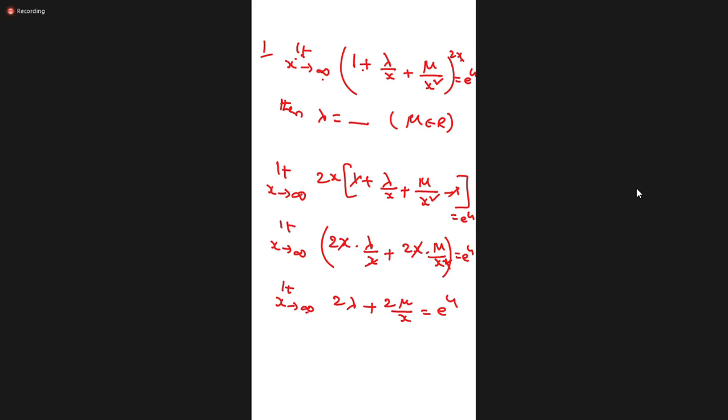X infinity. So 1 by infinity part 0. So finally what you get? 2 lambda. So in this process, last whatever answer is there, e power 2 lambda equal to e power 4. So lambda equal to 2. That is the answer. Yes, sir.